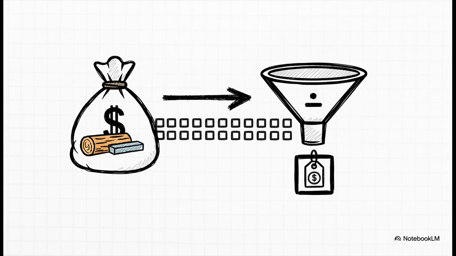We take that total materials cost, the $450,000, and we divide it by the total equivalent units for materials we calculated earlier, which was 900,000. And the math is quite neat. $450,000 divided by 900,000 gives us a cost of exactly 50 cents per equivalent unit for materials.